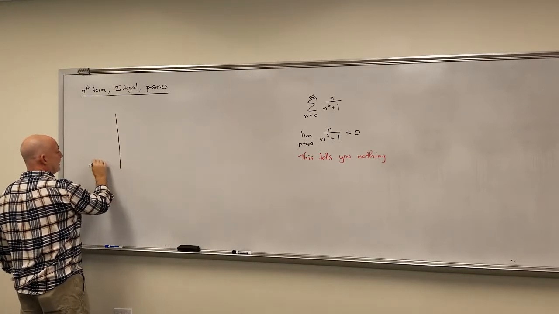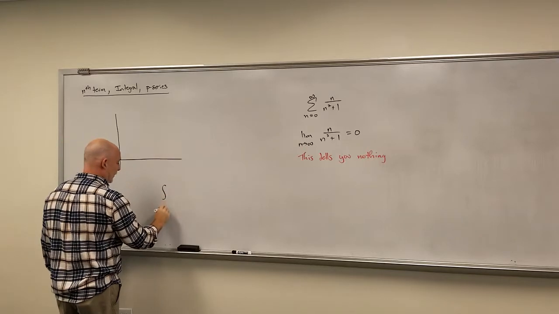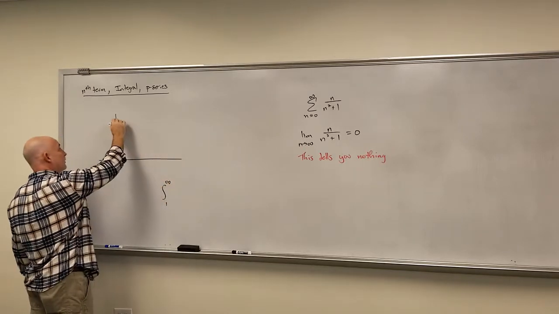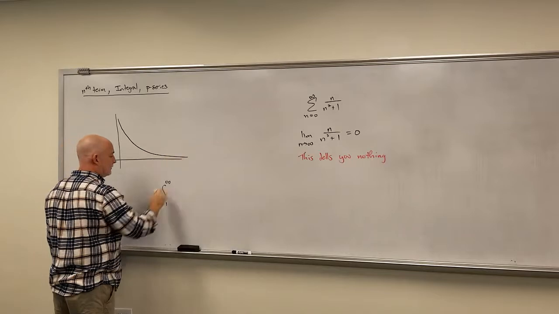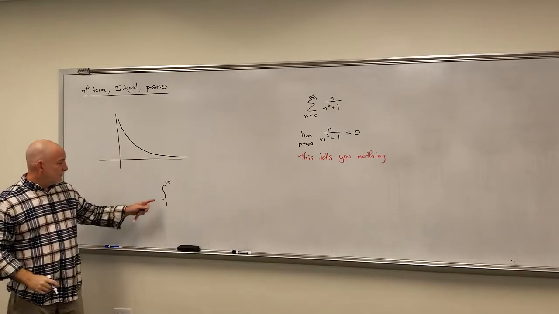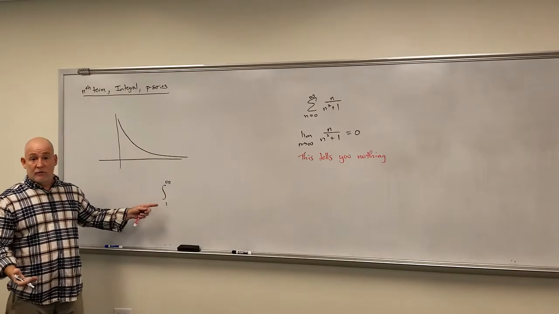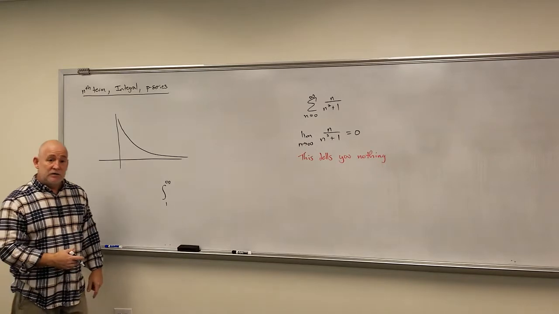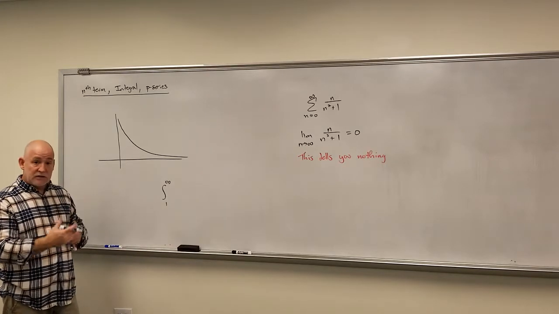We already had the idea as an infinite integral, like from 1 to infinity. We're looking for the area under a curve, right? And we know that if this adds up to a finite value, we say it converges. If it adds up to an infinite value, we say it diverges. Same idea as our series.